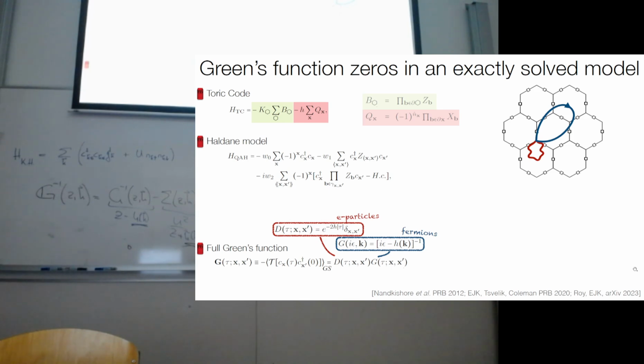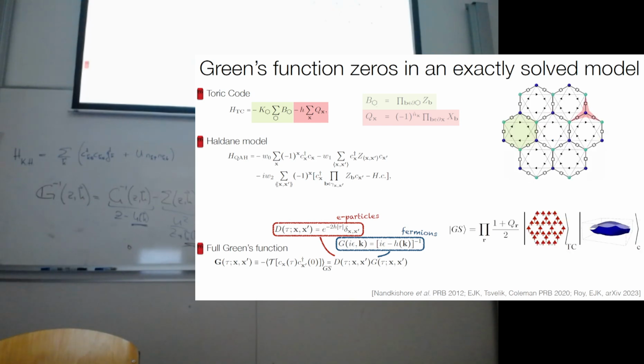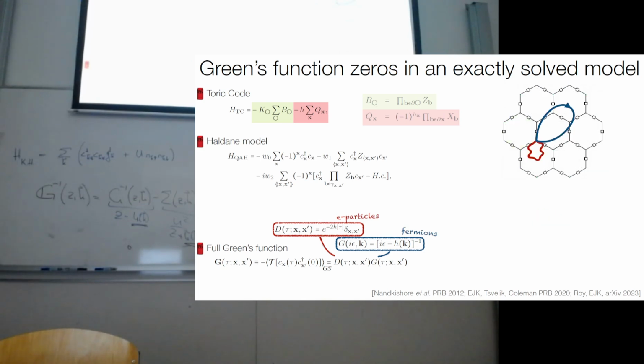Because if the Cx and the Cx are on the same site, I can bring my product of projectors across these two C's, and the product of projectors does not change. If instead x and x prime were at different sites, I would bring this product of projectors across these two C's, and I would acquire a minus sign in one of these projectors, and then I get 0. So the only non-trivial contribution is on site, because these E particles cannot travel in this limit of the Toric code. And then the Green's function has this form.